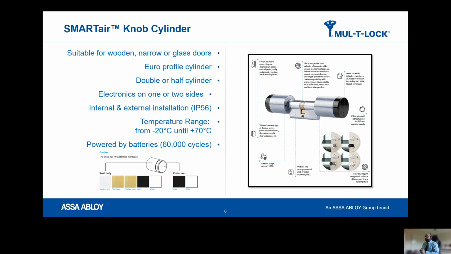It's IP56 rated. The temperature working range of the cylinder is -20 to +70 degrees Celsius. And these are powered by batteries, and you can get up to 60,000 cycles before you need to change the battery on these cylinders. Again, as you can see on the left-hand side, bottom left, there are different finishes as well. The one you see in the image is a stainless steel finish, but we can offer the SMARTair knob cylinders in other finishes as well.